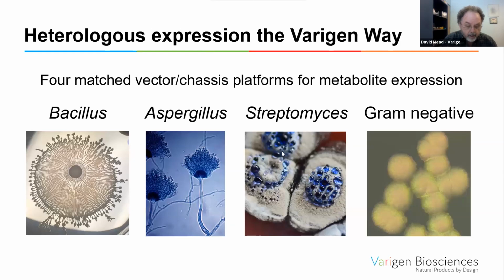And we can produce the end product metabolite from the cloned pathways in our matched vector and strain sets. We can express therapeutic compounds in Bacillus, Streptomyces, Aspergillus, and a number of gram-negative strains, which gives us the best chance of making the end product metabolite of a cryptic BGC or something that's not quite known where it came from.